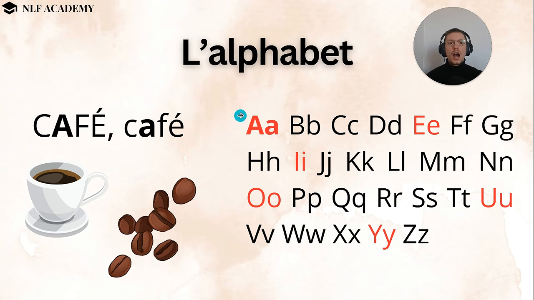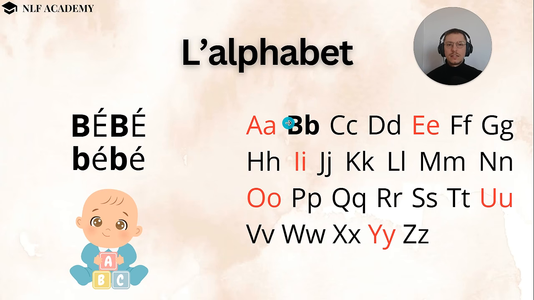First letter is A. Par exemple, café, café, A. I think it's quite easy because this sound exists in almost every language. B. B is an explosive sound, okay? B. Par exemple, bébé, a baby, bébé. Très bien.